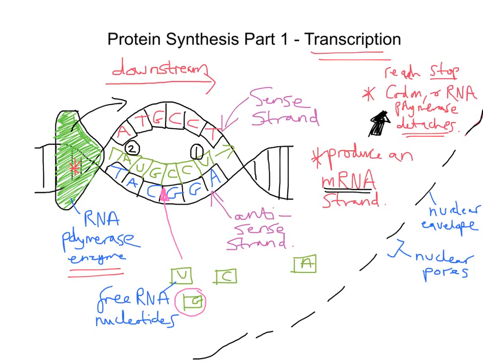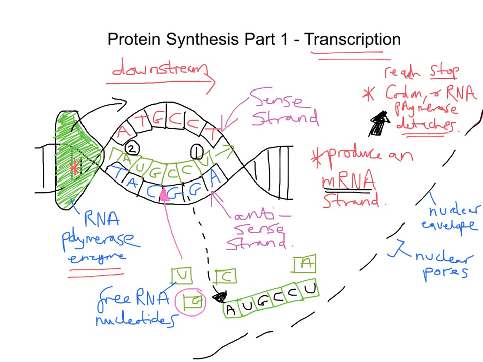Now, when that RNA polymerase detaches, as I said, this messenger RNA strand becomes free. So what we end up with, ultimately, within our nucleus, is this RNA strand. We'll just write the letters in that we've got here. So we've got an A, U, G, C, C, and a U. So all we've done is just detach this strand and let it become free.